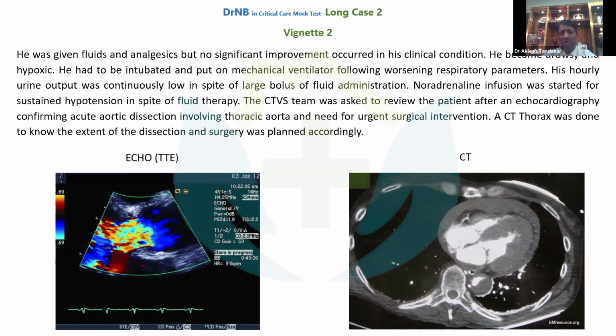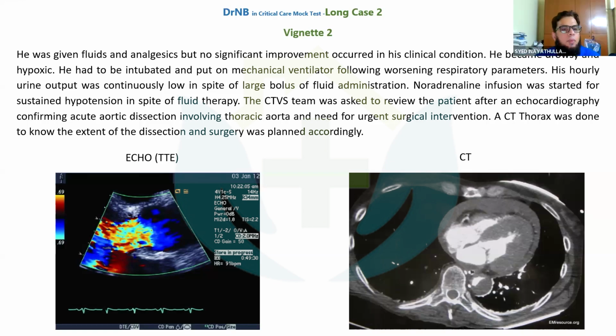And the cardiovascular thoracic surgeon and his team were asked to review the patient after an echocardiography confirmed acute aortic dissection involving the thoracic aorta and need for urgent surgical intervention. A CT thorax was done to know the extent of the dissection, and surgery was planned accordingly. So, in the CT scan, what do you see as an abnormality? And in 2D also, you see something abnormal. Would you like to comment on this?